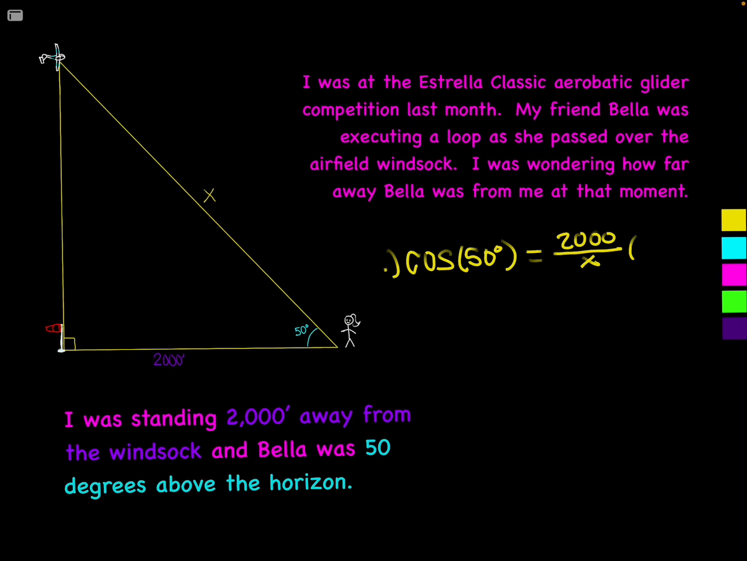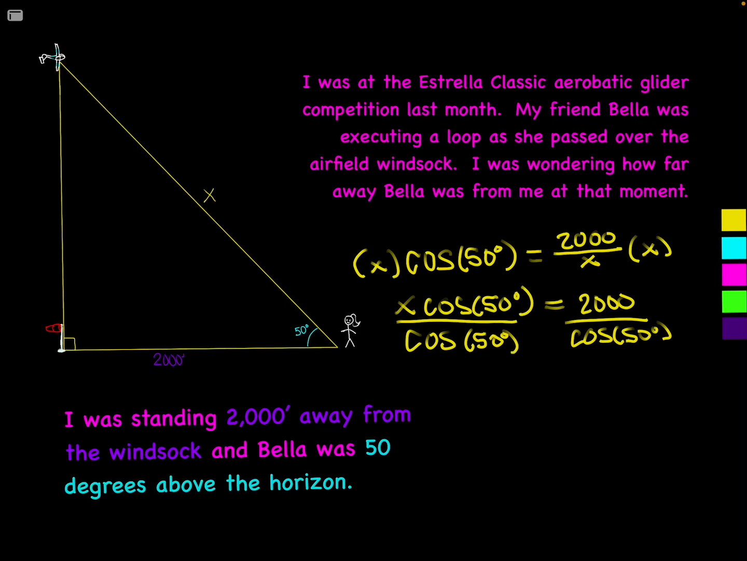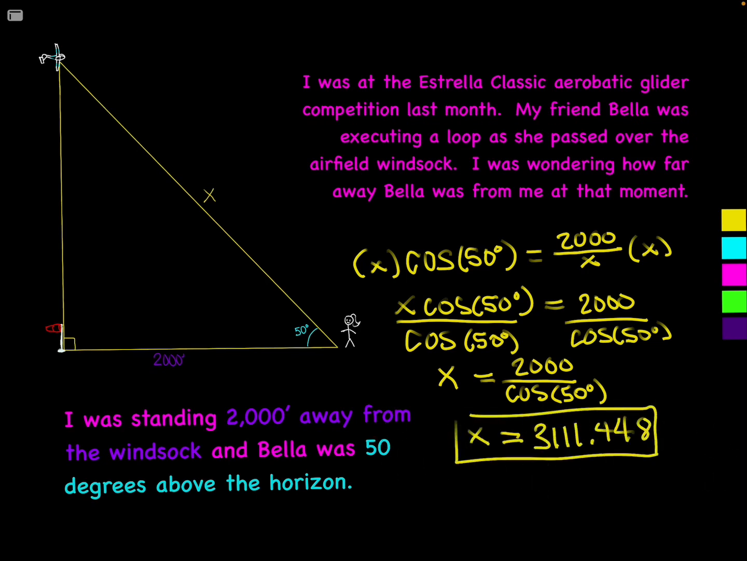To isolate x, we would multiply both sides by x, that way it is no longer in the denominator. This would then give us x times the cosine of 50 degrees is equal to 2,000. However, x is still not isolated, so we would then divide by cosine of 50 degrees on both sides. This would give us x is equal to 2,000 over the cosine of 50 degrees, giving us x is equal to 3,111.448 feet, meaning that at the time that Bella was over the windsock, she was 3,111.448 feet from me.